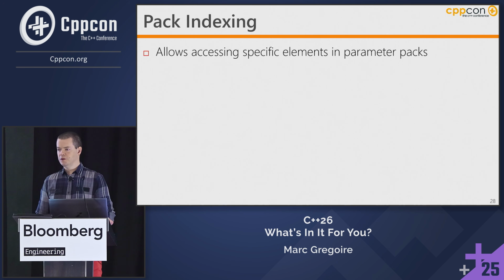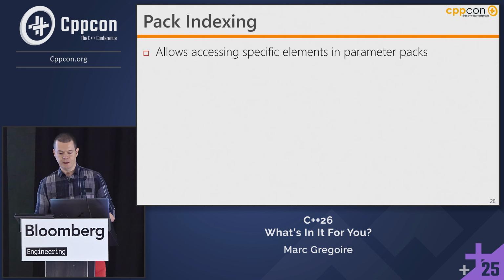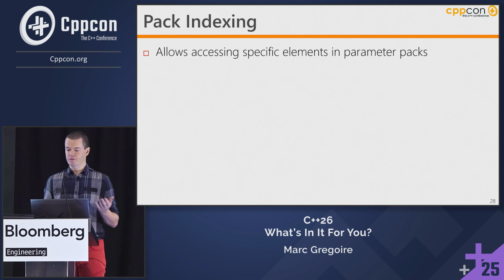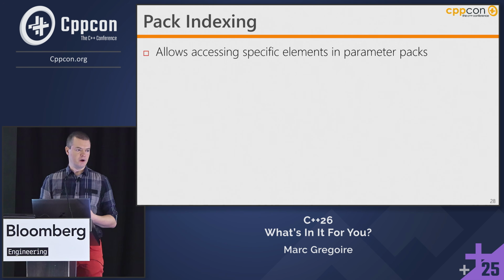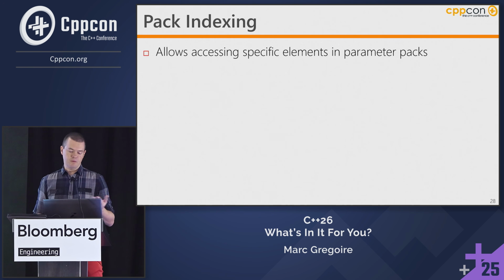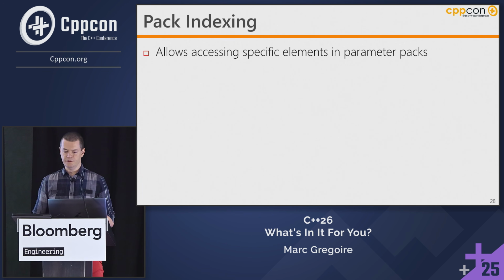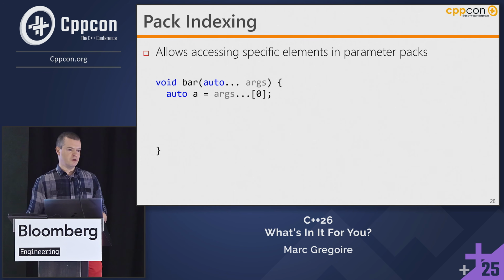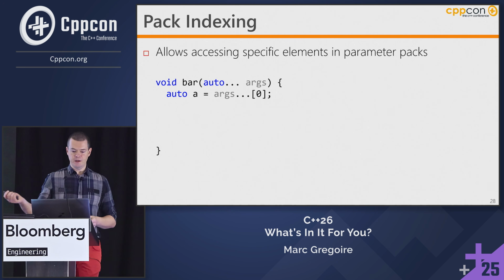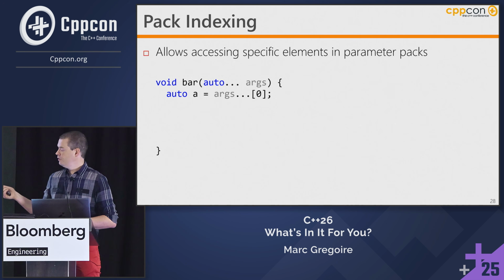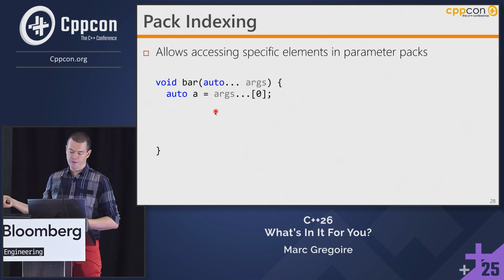The next C++26 feature is pack indexing, and it allows you to easily access information or a specific element from a parameter pack. Previously, that required complicated code or was much more error-prone. Now it's rather straightforward. Here we have a function bar that accepts a parameter pack called args. And it's very easy, as you can see, to get the first element out of that parameter pack.